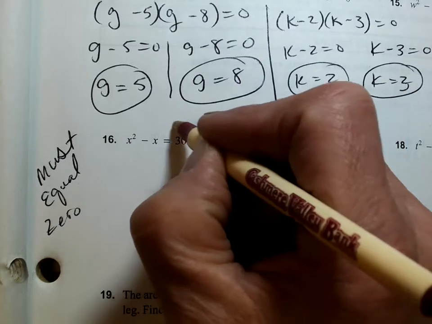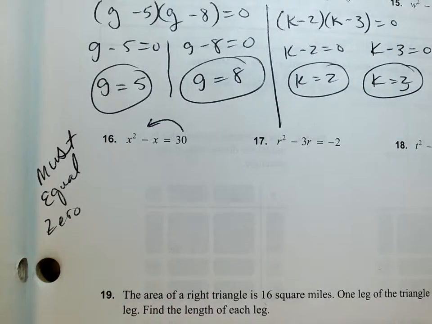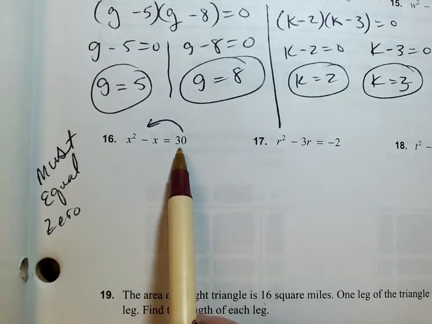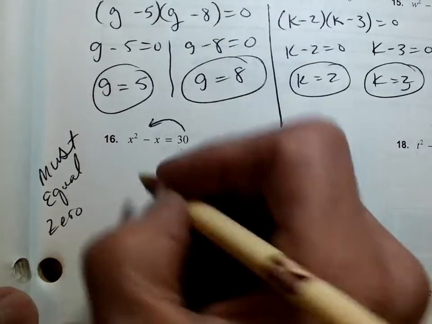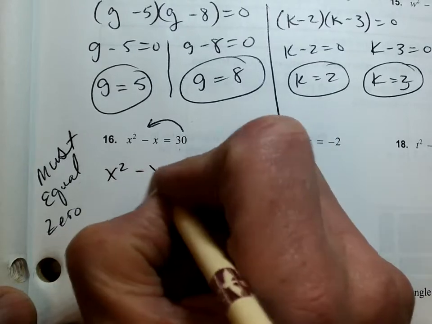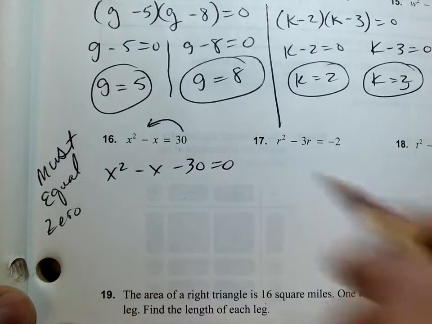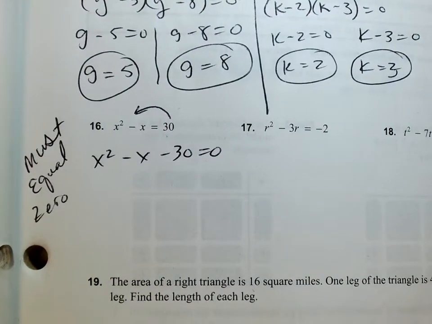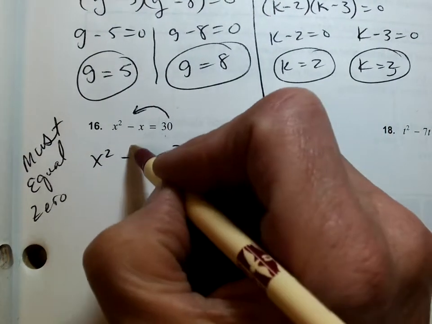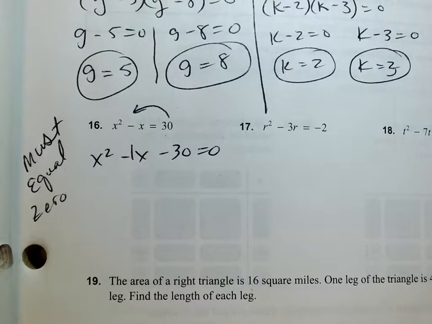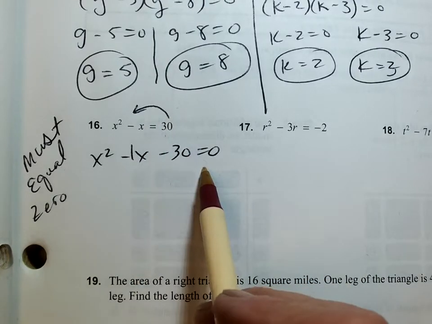So I'm going to bring the 30 over. I want all 3 terms together. So how do I bring the 30 over? I have to subtract it, right? So I'm going to have x squared minus x minus 30 equals 0, okay? Put a 1 here. It's going to help me factor it. So I brought the 30 over by subtracting it.